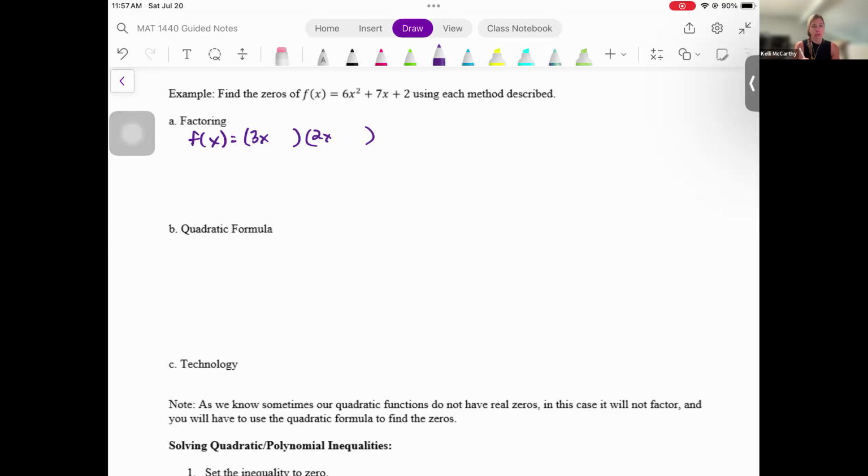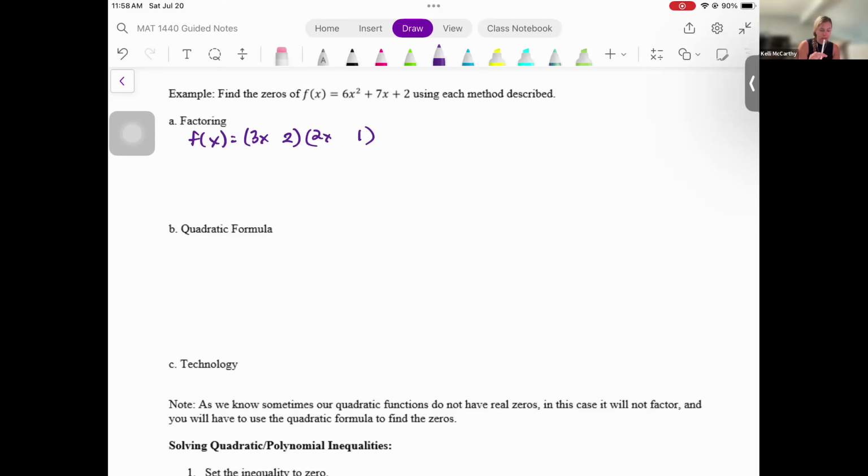Now, for those last two terms, we still have factors of 2, which are 2 and 1. So we can do 2 and 1, which is, again, 6 and 2, which is 8. Nope. So let's switch those, 1 and 2. Now we have 3x and 4x. Ooh, there we go. Okay, so I think I found the factors.